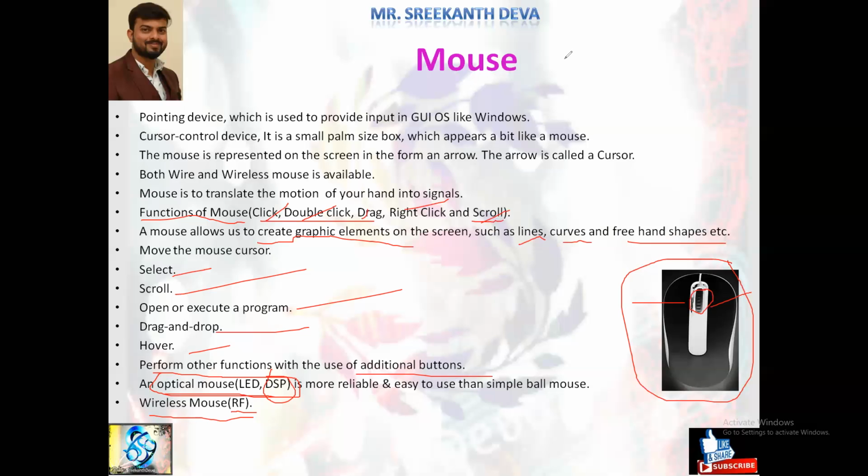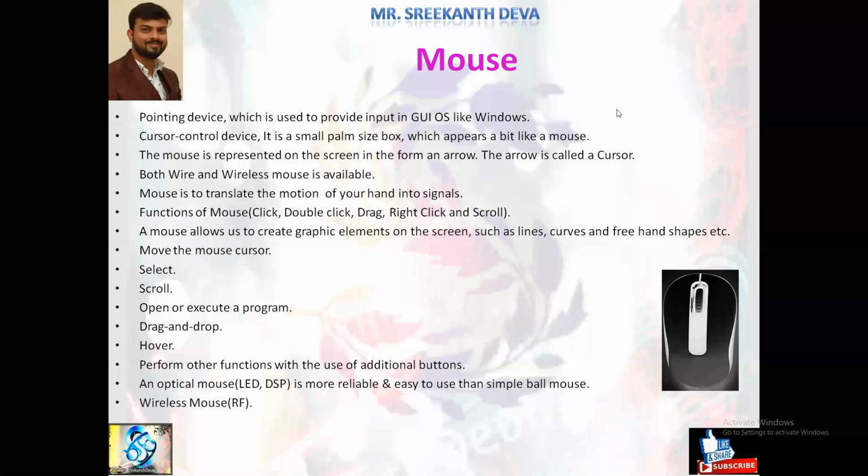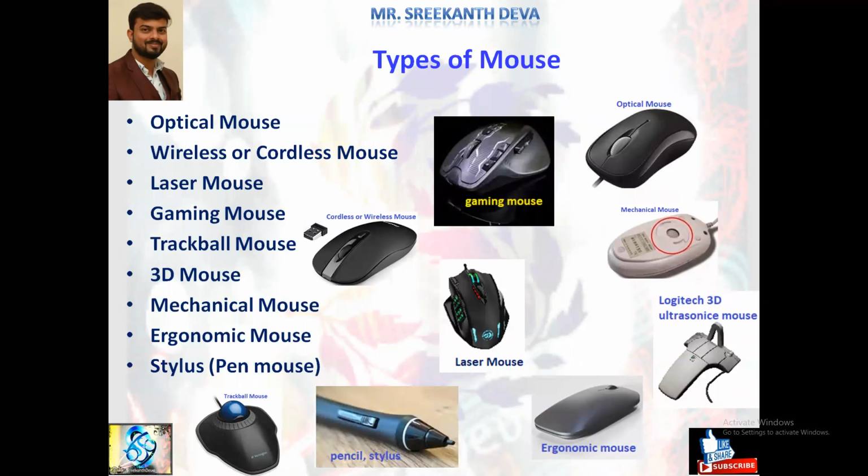I hope you are clear about the different types of mice. Various types are available, like the optical mouse and wireless or cordless mouse, which I just discussed, and also the laser mouse, gaming mouse, trackball mouse, 3D mouse, mechanical mouse, ergonomic mouse, and stylus or pen mouse. These are the various mice available in the market. Based on our requirement, we can purchase the type of mouse and use it.